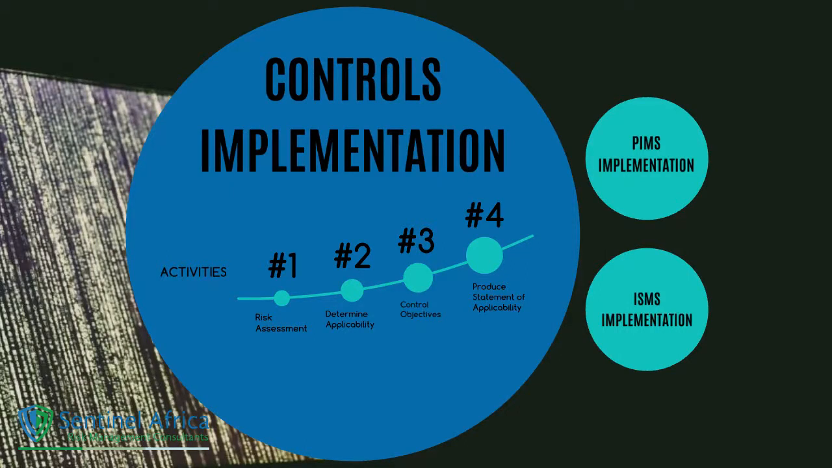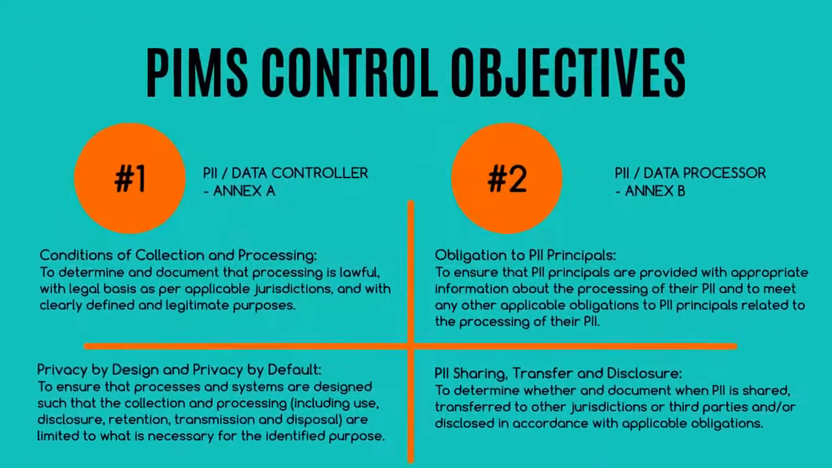How we achieve this is, first of all, we do a risk assessment. The risk assessment will give us our position in terms of our ability to achieve our intended outcome. Then we need to determine the applicability of the controls and of the control objectives, which we identify in the third stage. The fourth stage is, once those have been identified, they need to be documented in something called a statement of applicability, which will indicate all the applicable controls in our organization that we intend to implement.